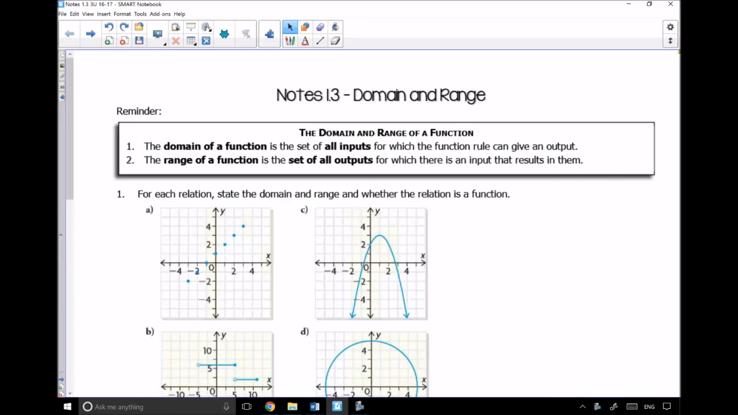Hi, ladies and gentlemen. We are looking at notes 1.3, which are on domain and range. If you take a look at this reminder right here, you should already have this in your notes, what domain and range are, but let's just do a quick reminder of what domain and range mean.